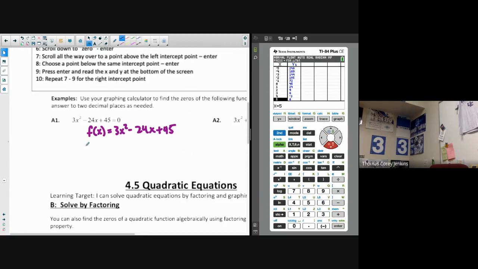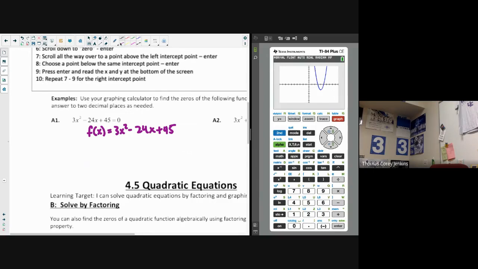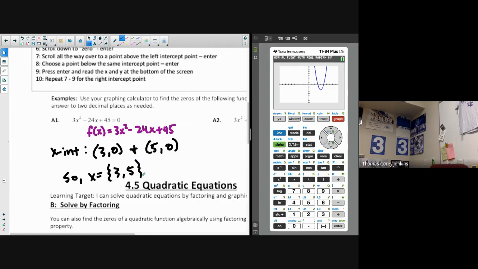So just to recap, we saw on our graph, I'll go back to that while I'm writing it, we saw on our graph that we had x-intercepts at (3, 0) and (5, 0). And so those are my two solutions, the x coordinates of the x-intercepts. So x equals 3 and 5.